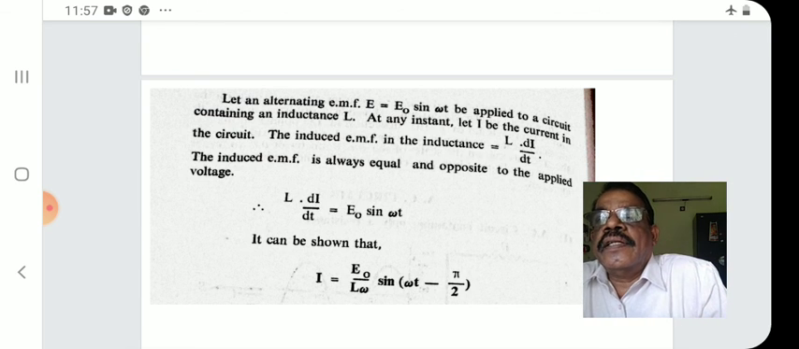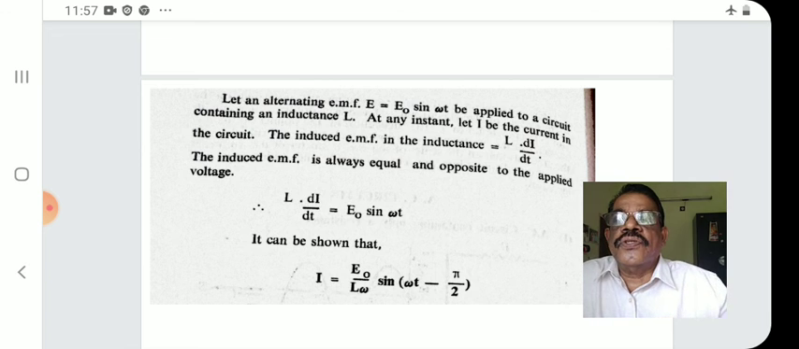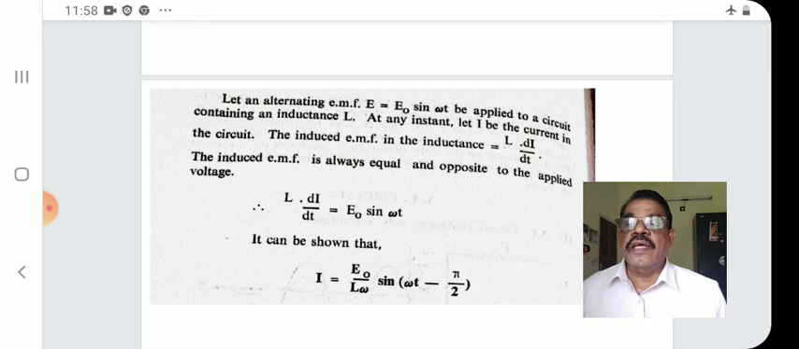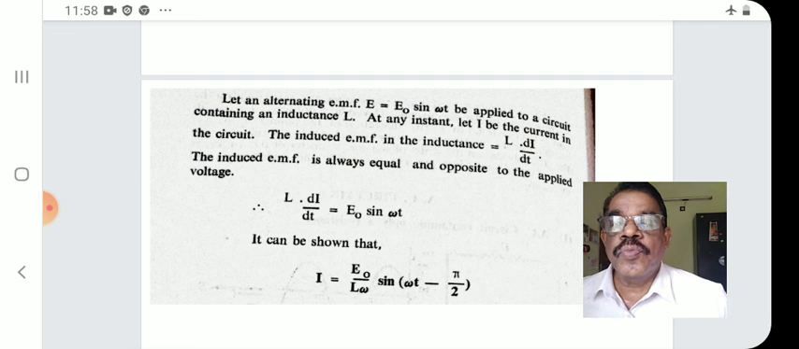Let an alternating EMF E equals E0 sin omega t be applied to a circuit containing L. At any instant, let I be the current in the circuit. The induced EMF in the circuit is equal to L into di by dt. The induced EMF is always equal and opposite to the applied voltage. So we write L into di by dt equals E0 sin omega t. And from this, after an integration that is not given here, we can show that I is E0 by L omega sin omega t minus pi by 2.